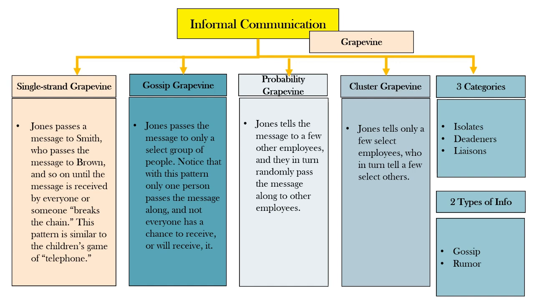Okay? Isolates rather were employees who receive less than half of the information. Liaisons were employees who both received most of the information and passed it on to others. And dead enders were those who heard most of the information but seldom passed the message. That's why they are called dead ender.